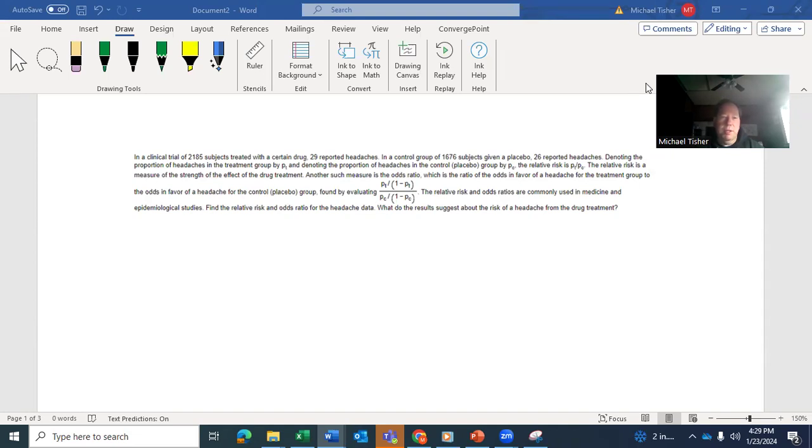So the relative risk is a measure of the strength of the effect of the drug treatment. Another such measure is the odds ratio. We have this big formula: PT divided by 1 minus PT all over PC divided by 1 minus PC. All right. And then it wants us to find the relative risk and odds ratio for the headache data.